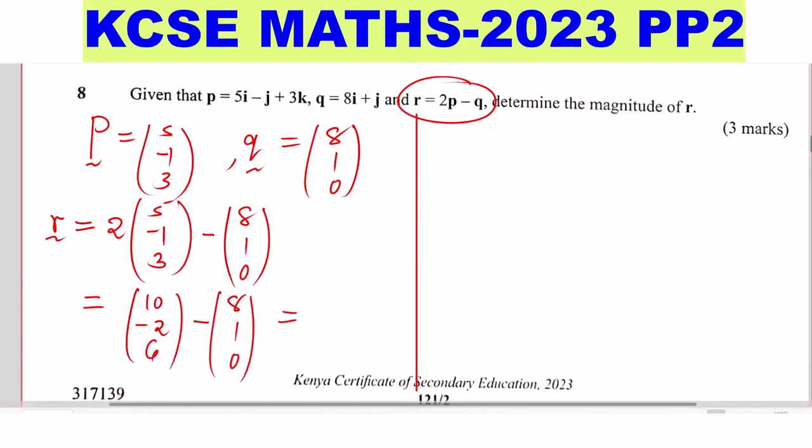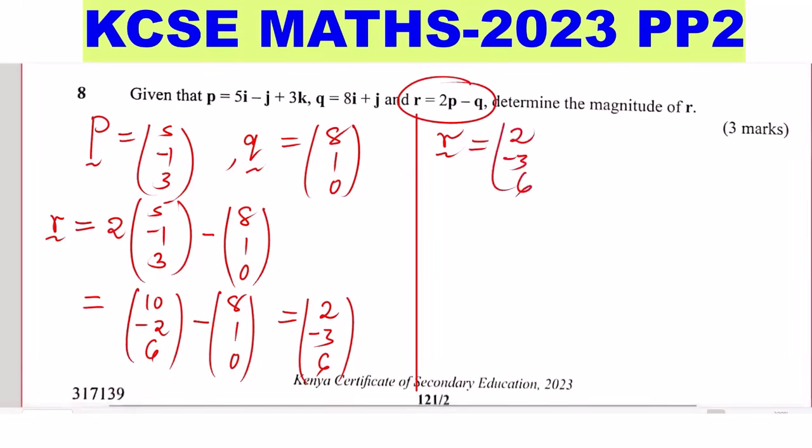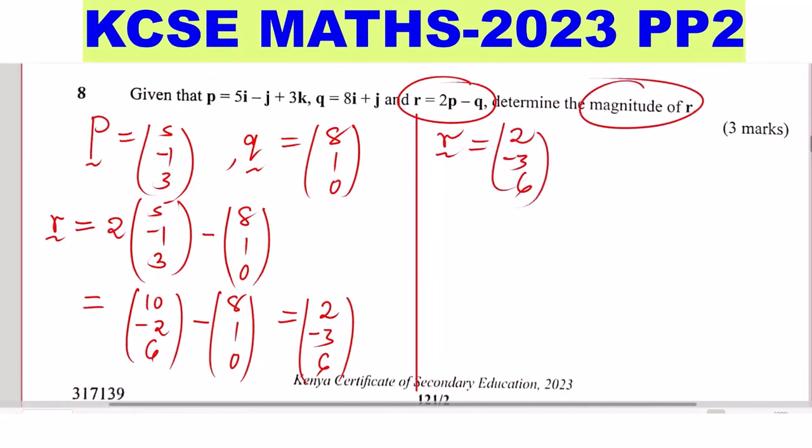And you subtract these: 10 subtract 8, you get 2. Negative 2 subtract 1, you get negative 3. 6 subtract 0 is 6. So therefore, R is given by 2, negative 3, 6. Now we want to get the magnitude. This is how we get the magnitude: we square each of the coefficients of i, j, and k, get the sum, and then get the square root.